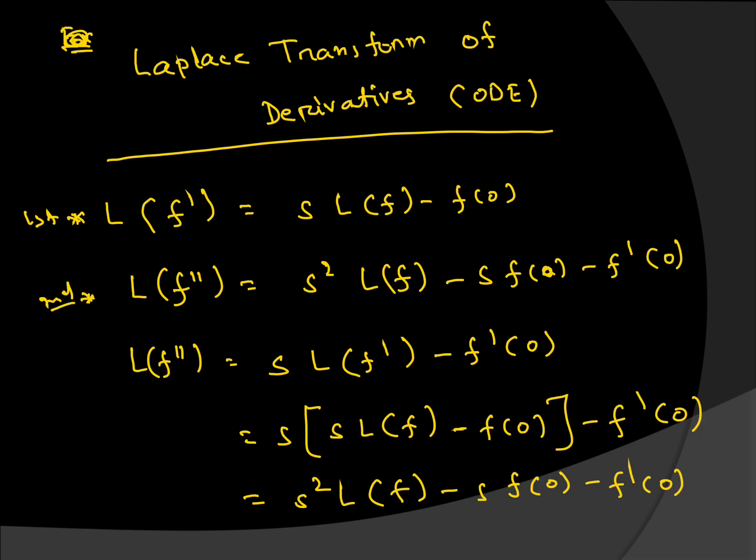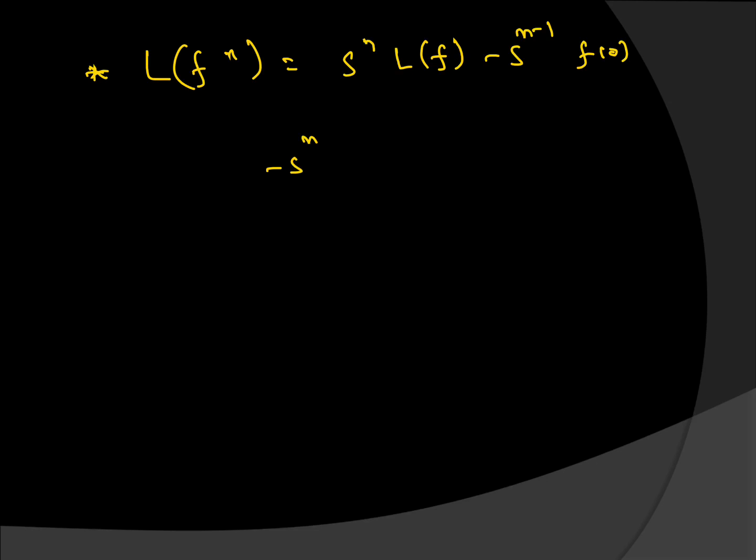And if you take the nth term, Laplace of f to the power n is s to the power n Laplace of f minus s to the power n minus 1 f of 0 minus s to the power n minus 2 f dash 0, like this up to f to the power n minus 1 of 0. So I will do some examples so that this becomes clear.